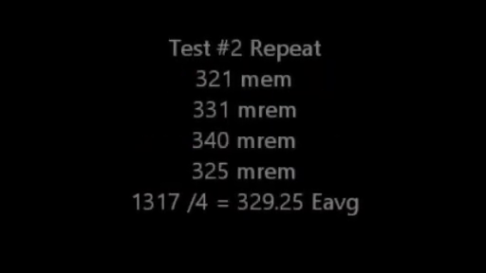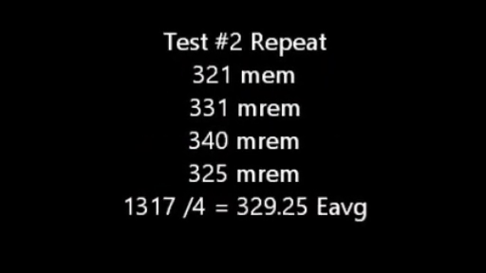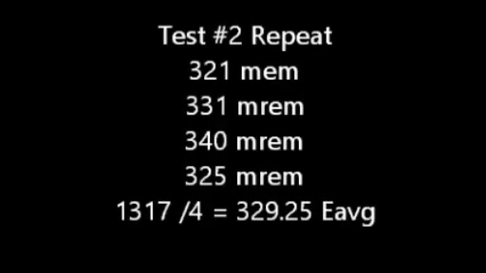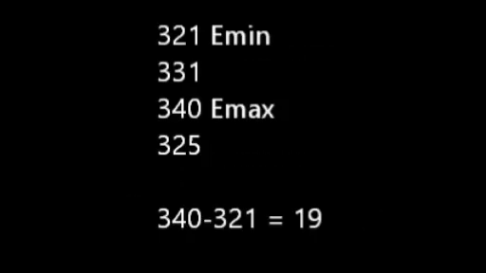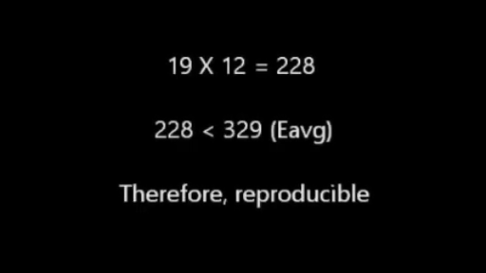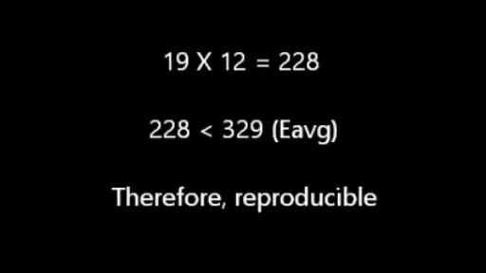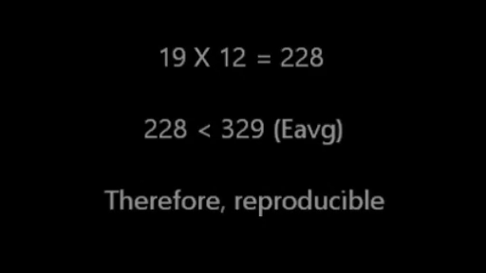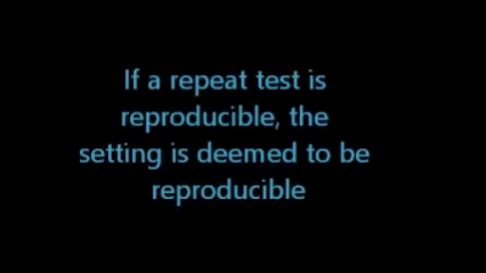A repeat test at 80 kVp, 100 milliseconds at 150 milliamps on the large focal spot gave these results. The difference between maximum and minimum is now 19 millirem, and 12 times 19 is 228, which is less than the average of 329 millirem. Even though the 150 mA large focal spot does have one result that is too high from the first series, the second series of 4 exposures is found to be reproducible.